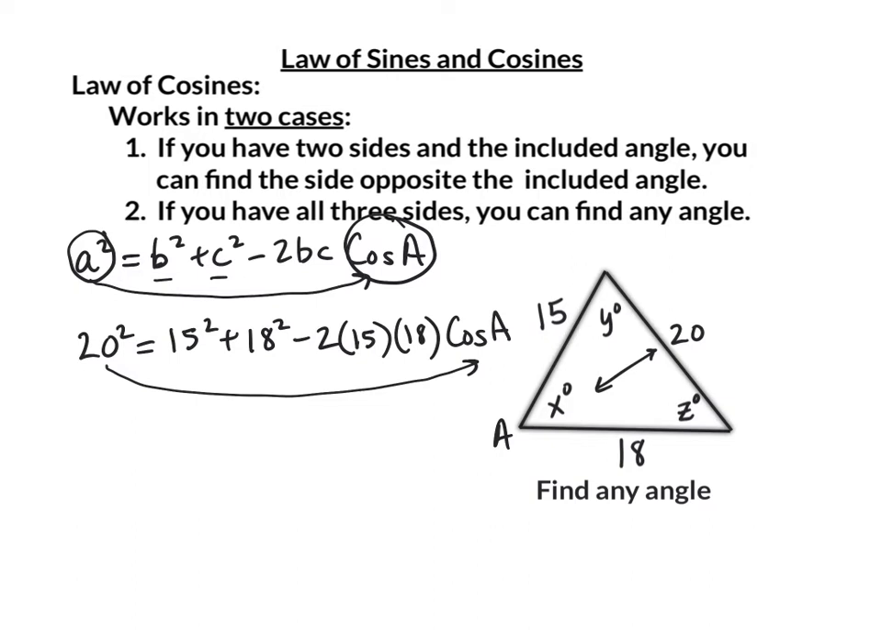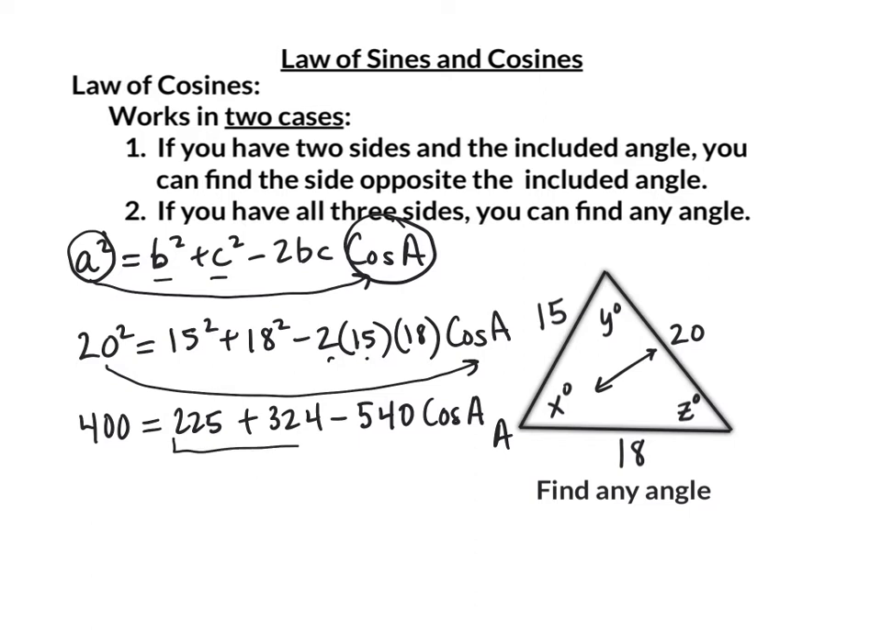In this case, we actually have to work some of these pieces out. 20 times 20 is 400. 15 times 15 is 225. 18 squared is 324. Minus 2 times 15 is 30. And 30 times 18 is 540. Cosine of A.